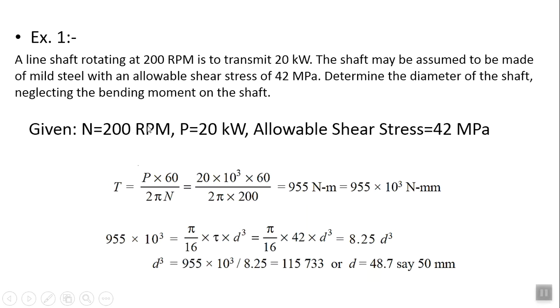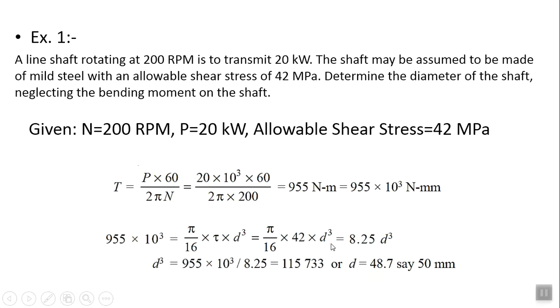As power and N are known to you, we can apply P is equal to 2 pi N T by 60, the normal relationship. From this relationship, we can calculate the torque. Now torque we are getting as 955 into 10 raised to 3 Newton mm. Now if you put this value of torque into the equation T by J is equal to tau by R, which we have already discussed, where R is equal to D by 2 and J is equal to pi by 32 D raised to 4.